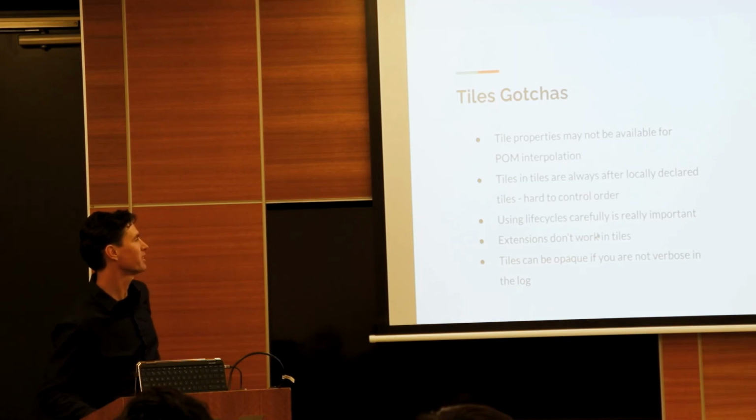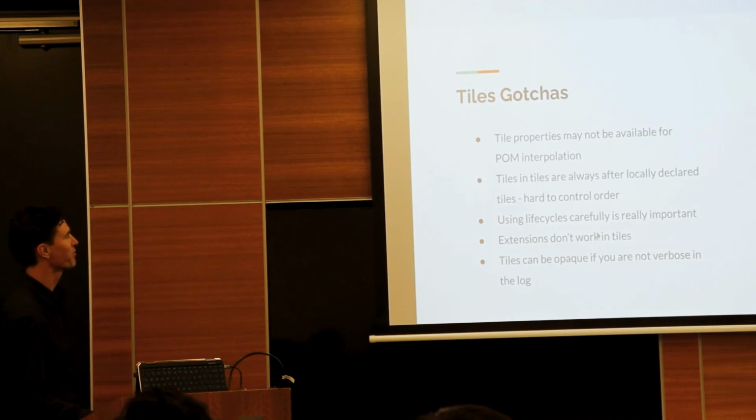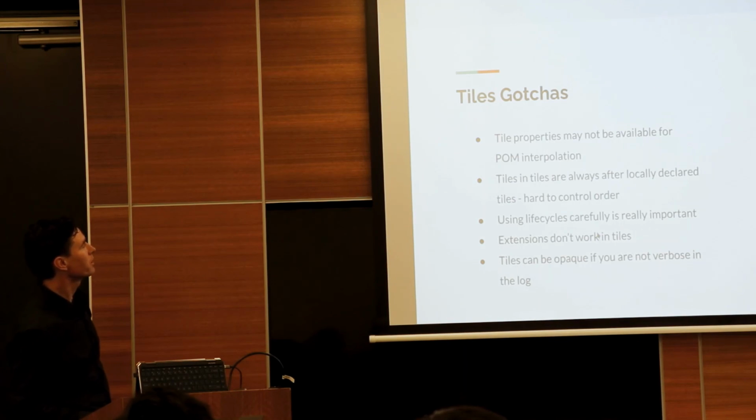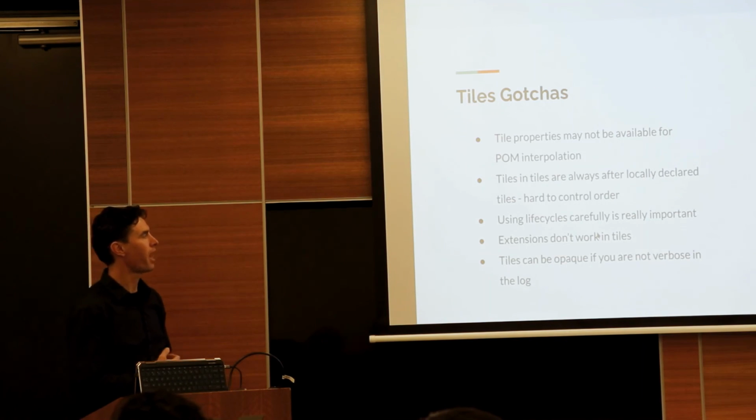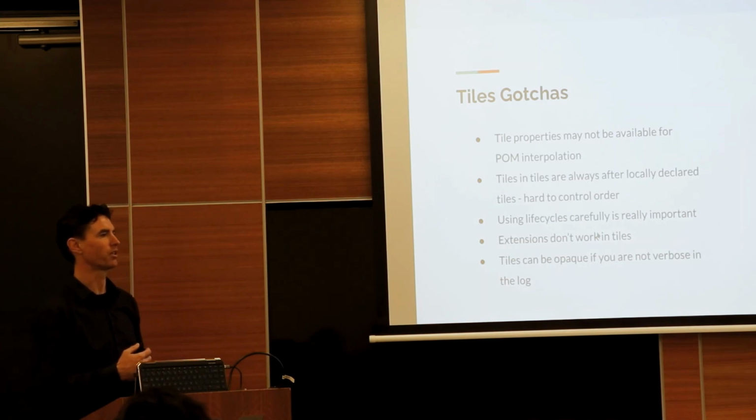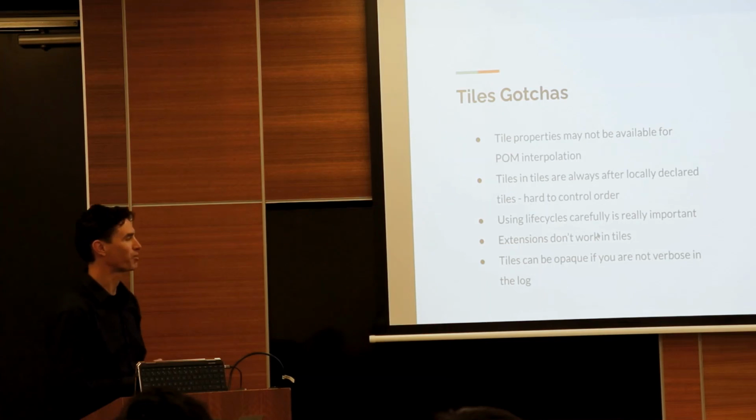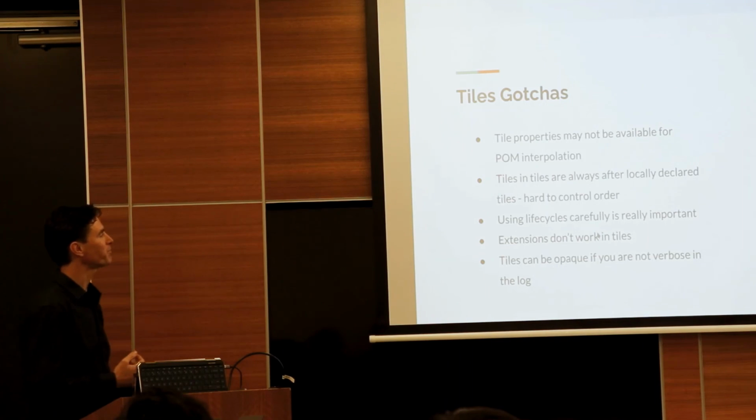This is the last page. I chopped the rest out. Gotchas: some properties aren't available for POM interpolation, so there's certain properties in Maven that are special, and you can't use them and you can't set them. And you'll find that out the hard way. I forget the list, and I always find it that way.